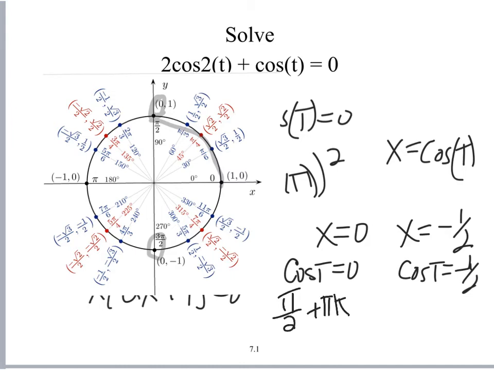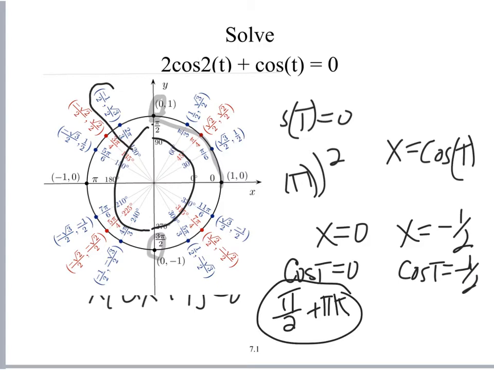That would account for pi over 2, and then 3 pi over 2, and then at 5 pi over 2, etc. Then where's the cosine equal to negative 1/2? Well, I know the cosine's equal to negative 1/2 at, let's see, where x equals negative 1/2 is right here. So 2 pi over 3 plus 2 pi k. That'll get us back there.